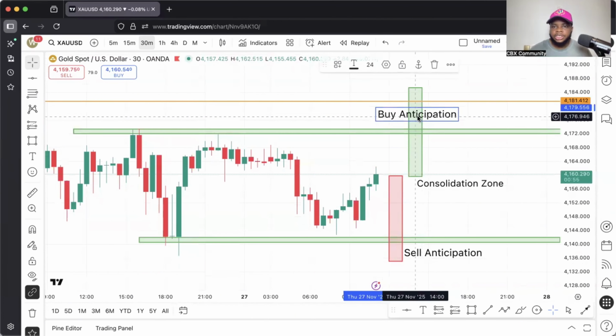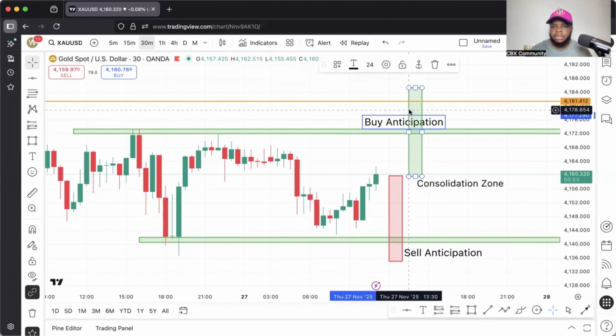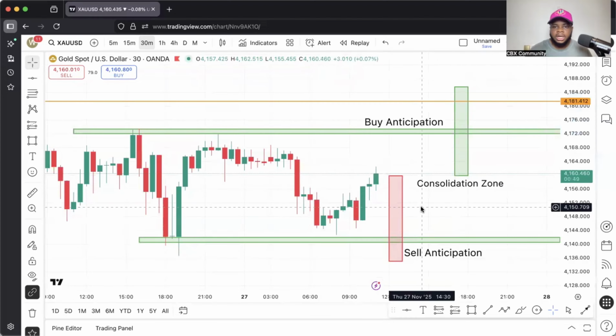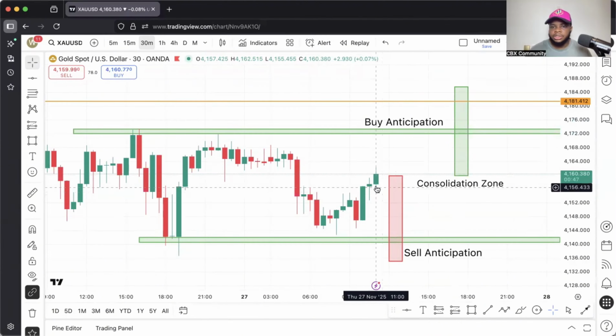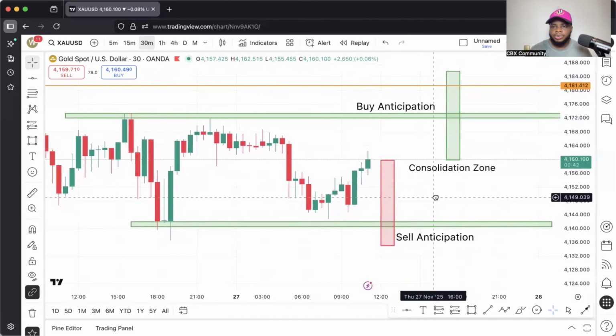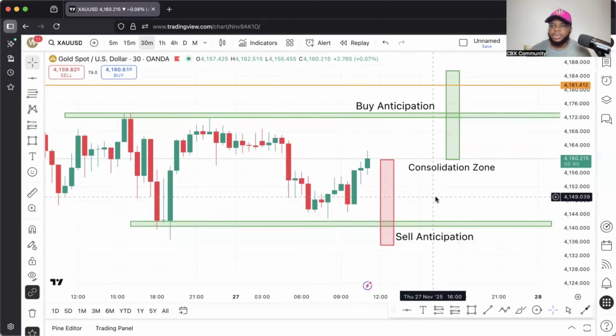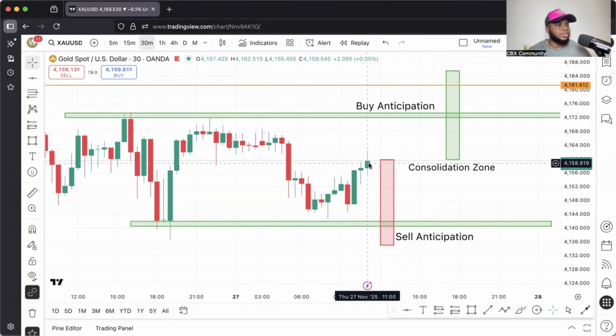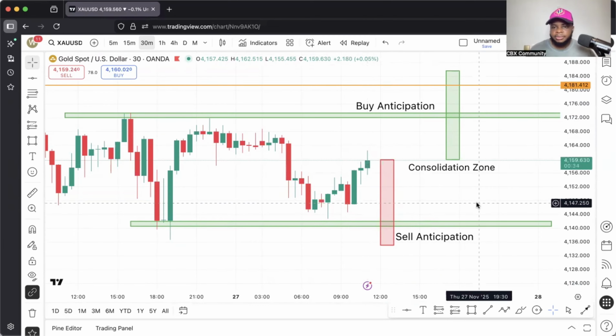For now, let's just be patient until this candle closes, and then we anticipate what the next candle will print. If the next candle has to break the high of this bullish candle over here, the best thing is just for us to wait.